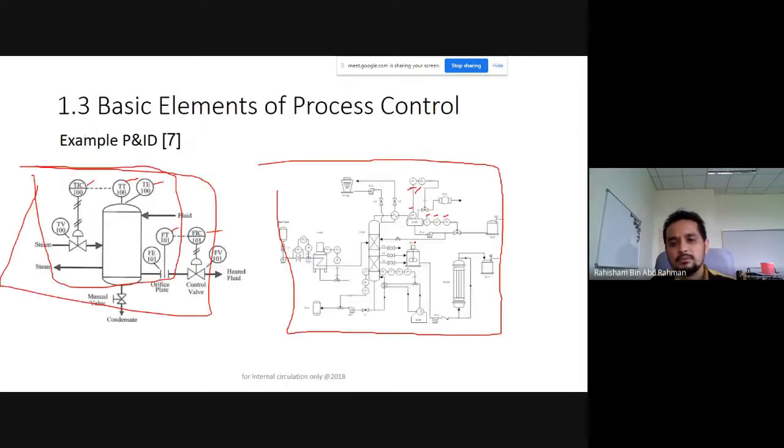Okay, now, what is the difference between instrumentation and process control? What is instrumentation? What actually is instrumentation?